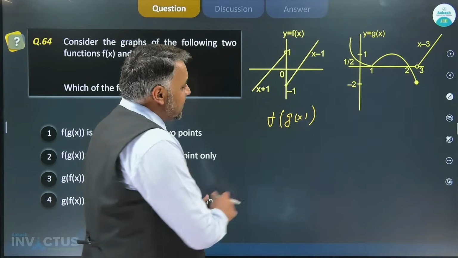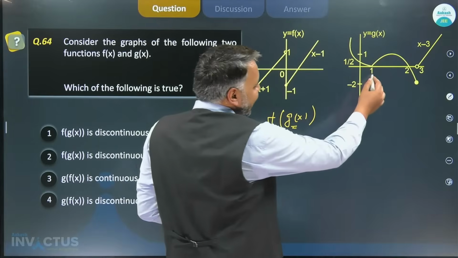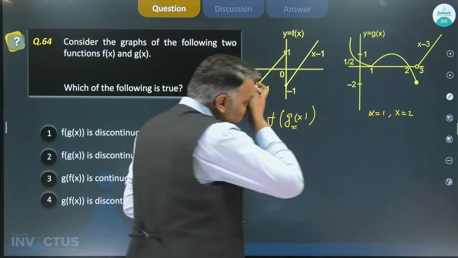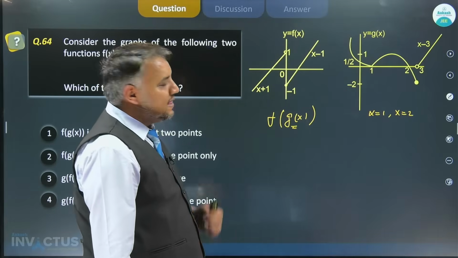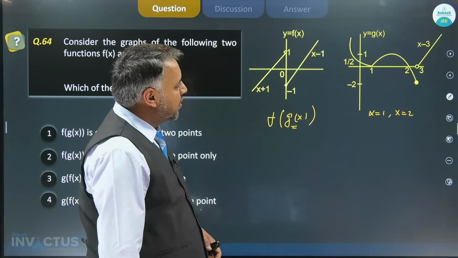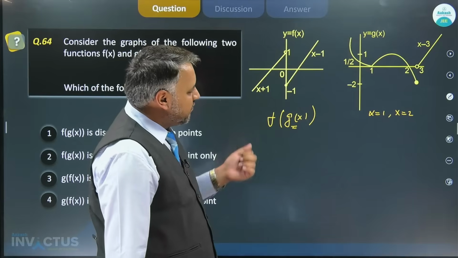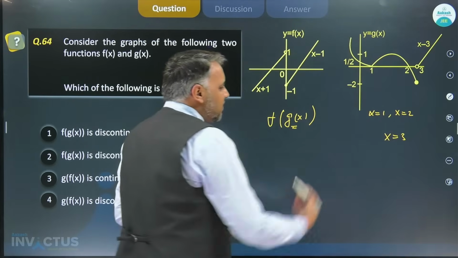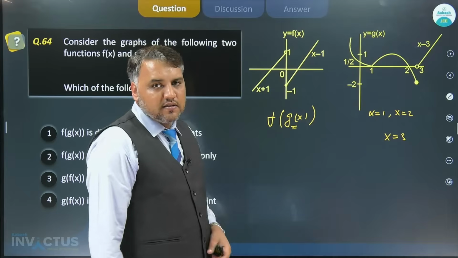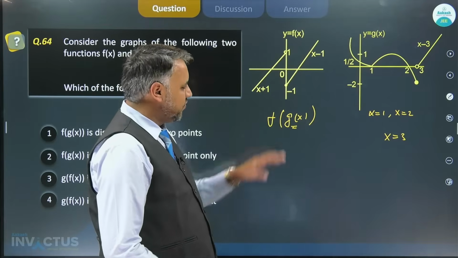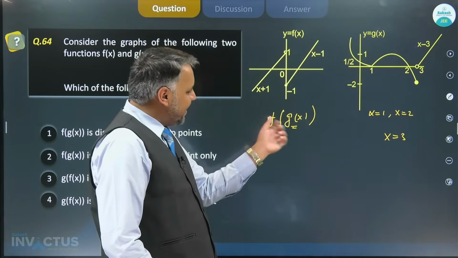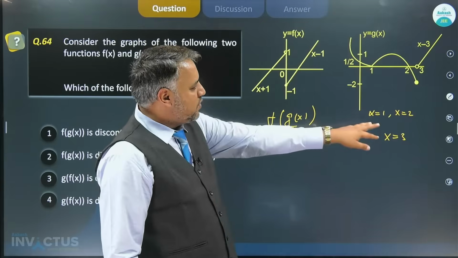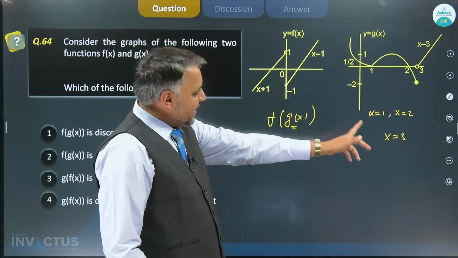So gx is 0 at x is equal to 1 and x is equal to 2. So at two points gx is 0. So at x is equal to 1 or x is equal to 3 also, let us write, because at x is equal to 3 gx is discontinuous. Okay, we have to check two cases, when gx is 0 or gx itself is discontinuous. So x is equal to 1, x is equal to 2, gx is 0, and x is equal to 3, gx is discontinuous.